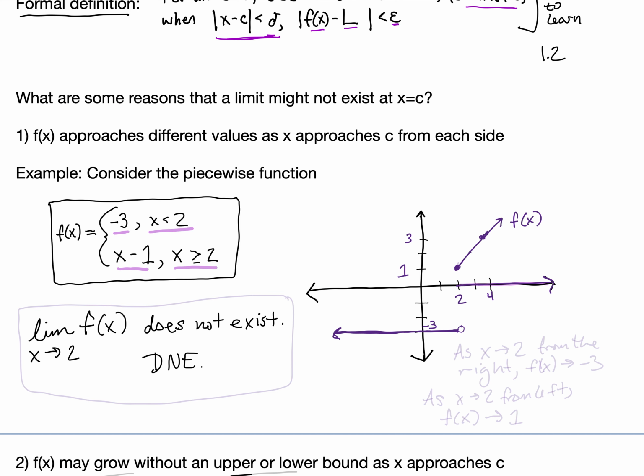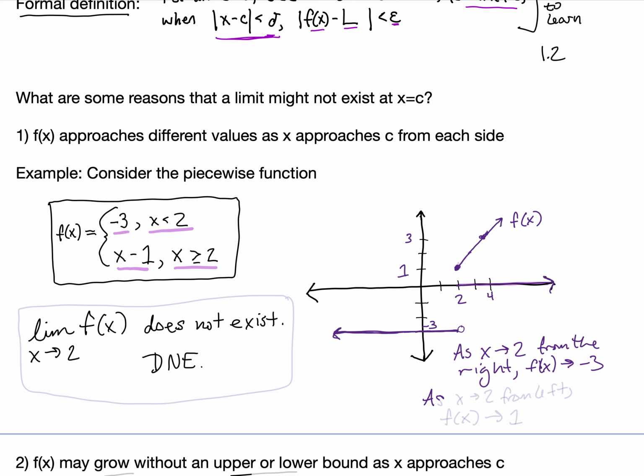So we see that this is a place where the limit as x approaches 2 of f of x does not exist. And it does not exist because as x gets close to 2, the function output does not approach a single value. So there's no one single value that is approached. So here, as x gets close to 2 from the right, the output f of x does get close to something. It gets close to negative 3.